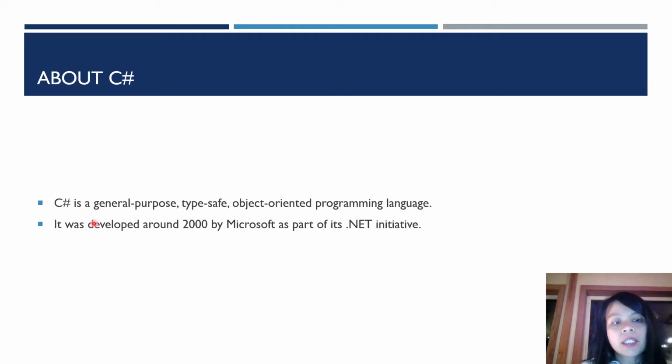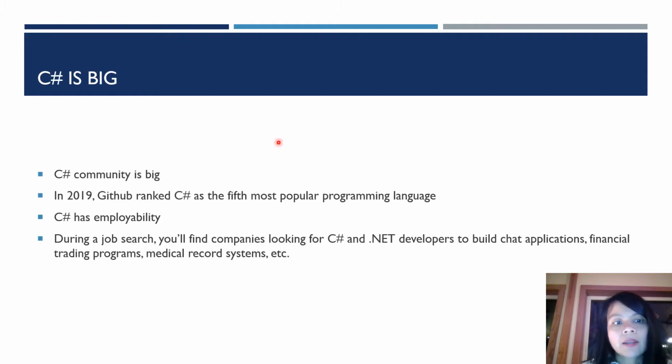So C# is a general purpose, type-safe, object-oriented programming language. Okay, so again, that's general purpose, type-safe, and object-oriented programming language. It was developed around the year 2000 by Microsoft as part of its .NET initiative. So the C# community is big. In 2019, it was ranked as the 5th most popular programming language.